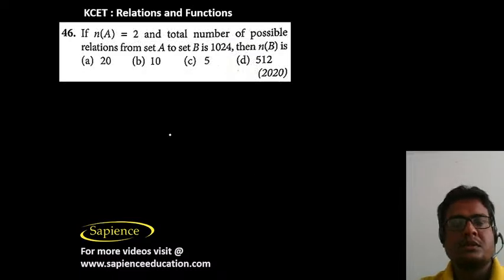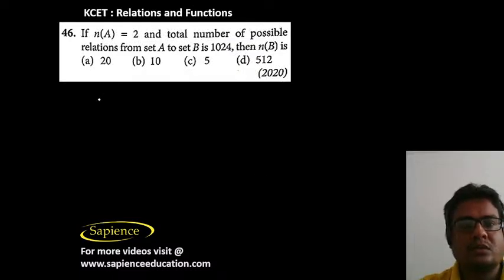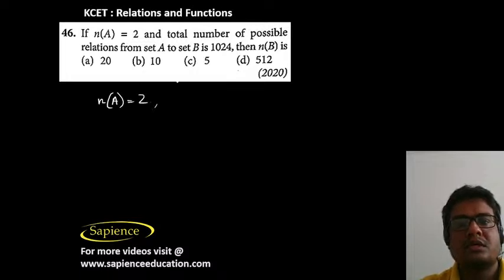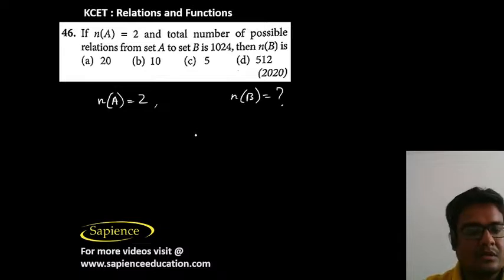Then here it is told that n of A, the number of elements in the set A, is 2, and the total number of possible relations from set A to set B is 1024. Then what is n of B? The number of elements.